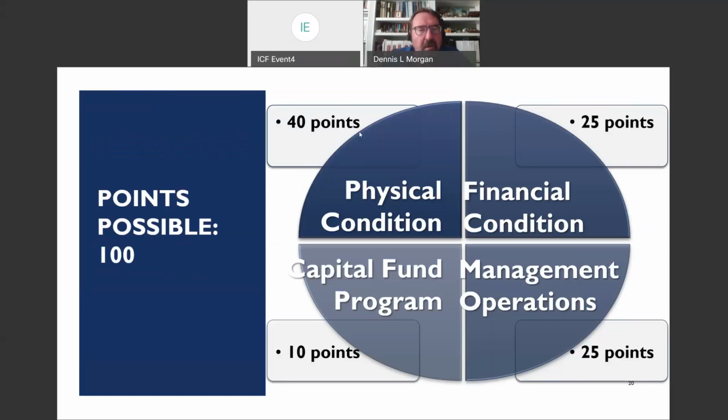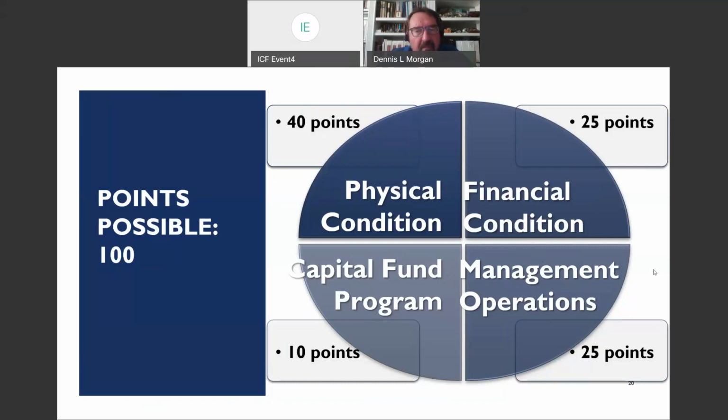The physical, currently worth 40 points. The financial, worth 25. Management, worth 25. And cap fund, worth 10. Within these scoring systems, then we have subsystems. So financial has 3 additional indicators that we talked about. The quick ratio, worth 12. The MNR, worth 11. And the debt, worth 2. And then it's based on the weighted average of each one of those AMPs that will then be tallied in total to determine the overall financial score for the housing agency as well.